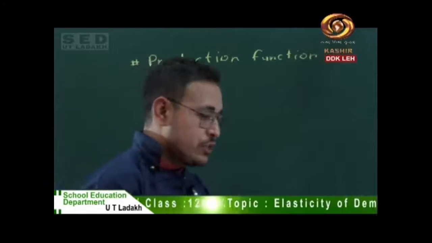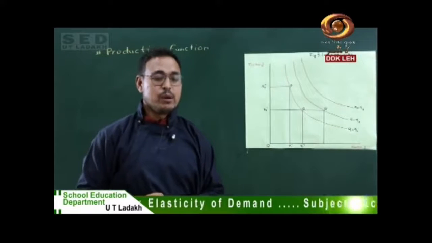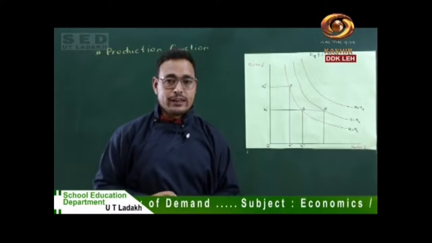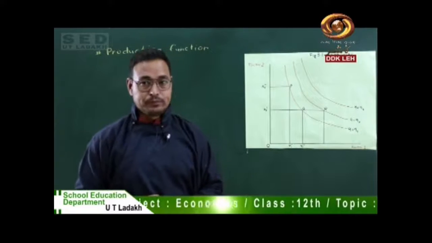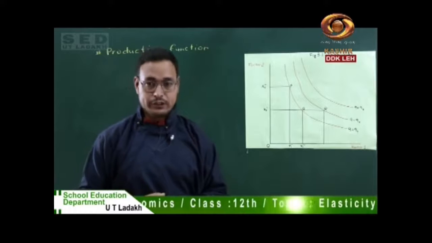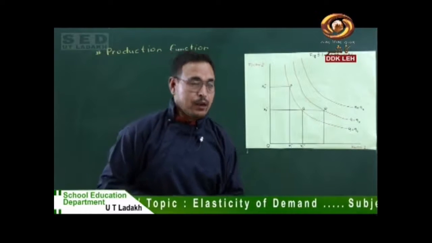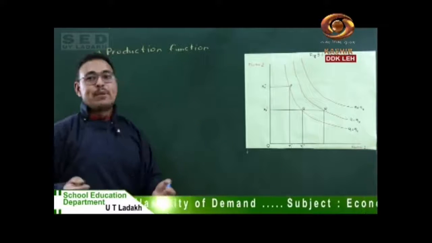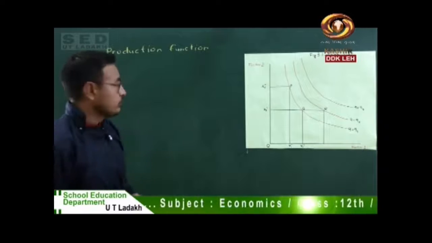Now, production function: the definition is that it represents the maximum amount of output that can be produced by given input, assuming that your technology is constant. That is the definition of production function. Or in other words, it's a mathematical relationship between input and output.